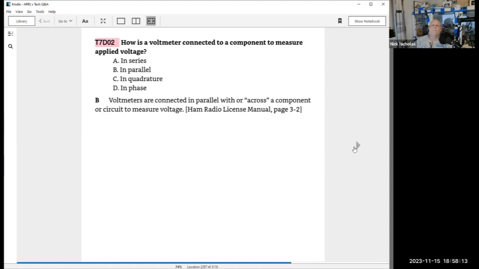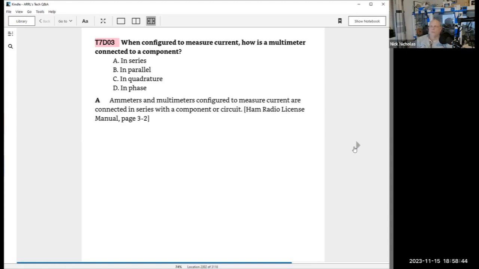Okay. How is a voltmeter connected to the components to measure the applied voltage? Voltmeters are always applied in parallel to the voltage we want to measure. If we're measuring across a resistor, we're going to be measuring the voltage across that resistor. If we're measuring across a battery, we want to measure the voltage across that battery, and it's going to be a parallel connection.